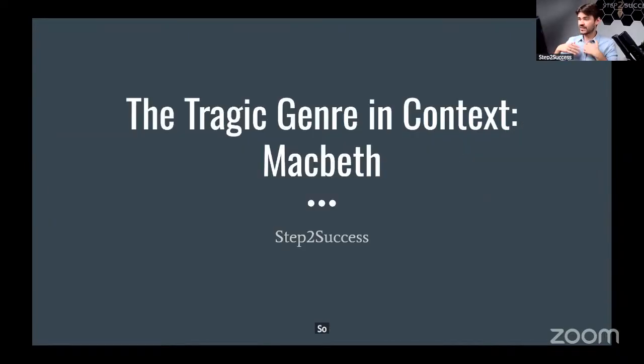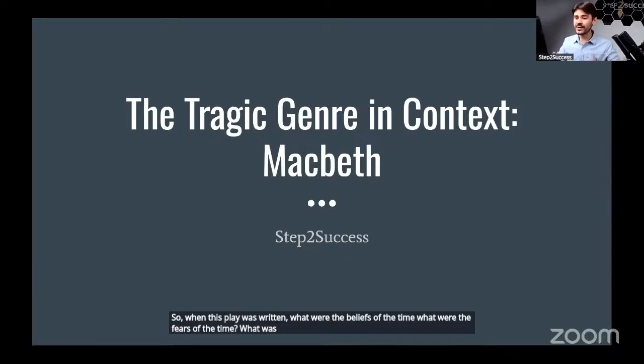So when this play was written, what were the beliefs of the time? What were the fears of the time? What was historically going on that we can link to this play? And that's the best place to start, because from there you can sort of build an idea of how to analyze quotes. So let's run through this.